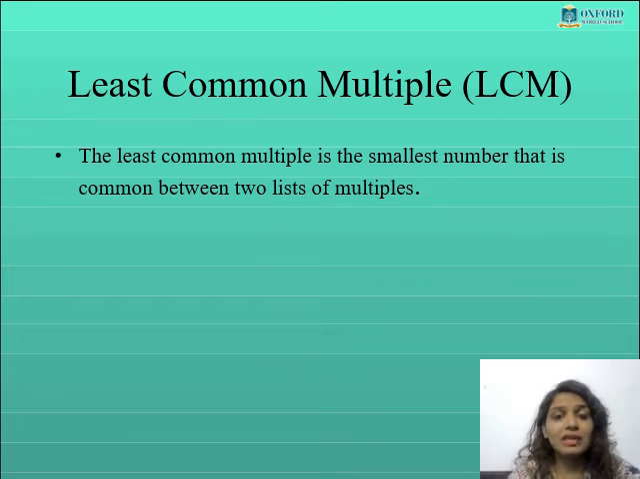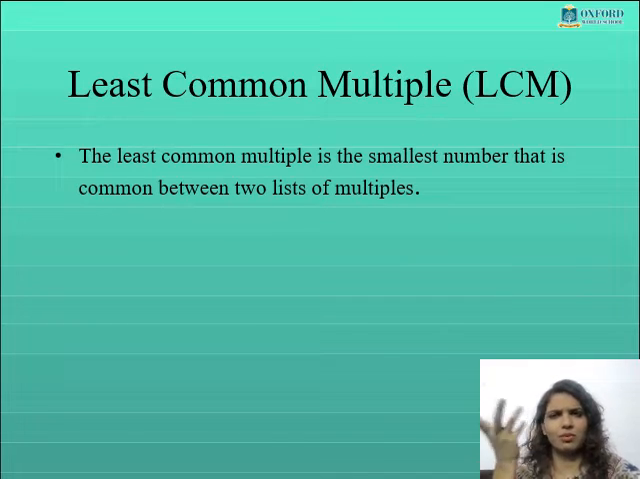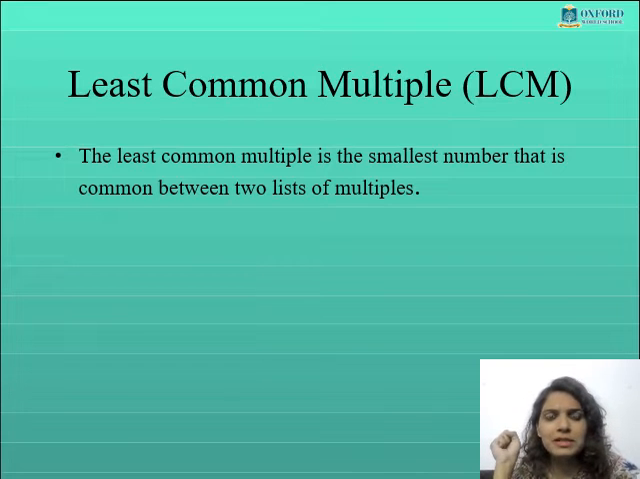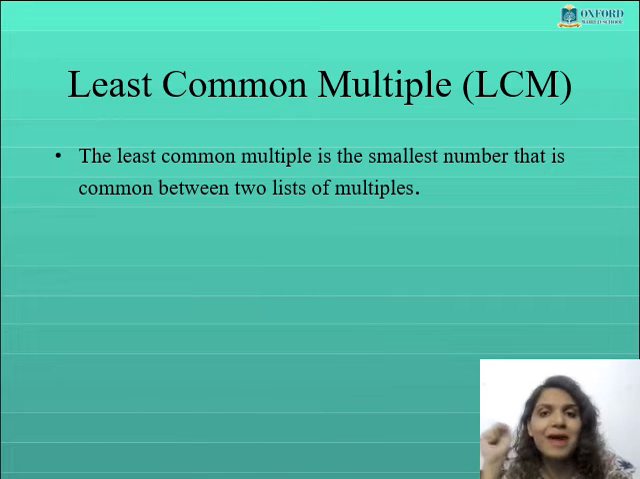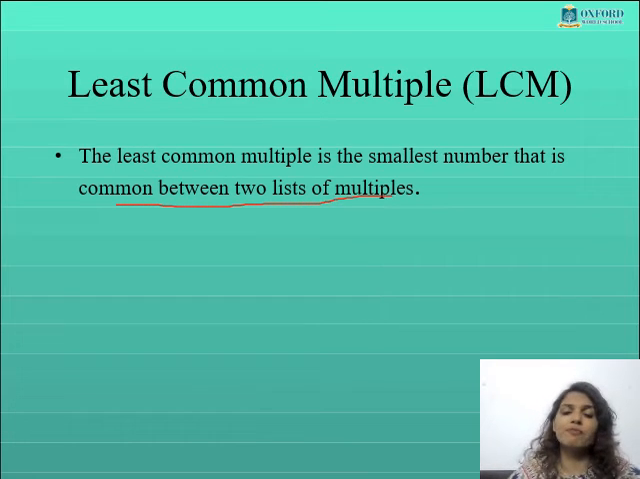Now, least common multiple. Okay, so basically it's a multiple, right? And we have to sort out some common multiples. But what after that? After sorting out the common multiples, we have to find the least one or the lowest one. So the least common multiple is the smallest number that is common between the two lists of multiples.